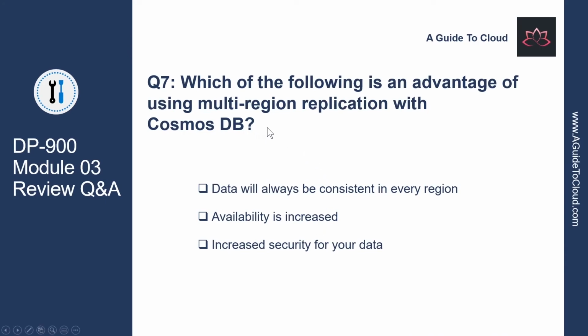Which of the following is an advantage of using multi-region replication with Cosmos DB? Is it data will always be consistent in every region? No. Is it increased security for your data? Definitely not. The correct answer is availability is increased. Replication improves availability. If one region becomes inaccessible, the data is still available in other regions.